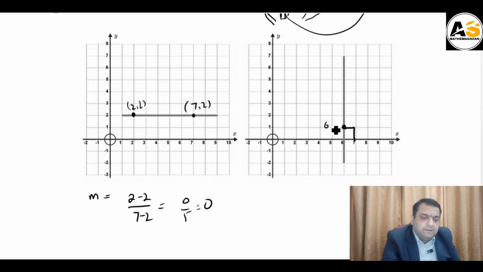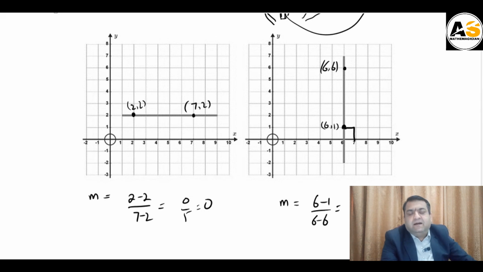Look at this line. This is 6, 1, this point. This point is 6, 6. So let us find its gradient. Gradient is equal to y2 minus y1, 6 minus 1, over x2 minus x1. This is 5 over 0. Some people say this is infinity, which to me is wrong. It is undefined. The gradient of any vertical line is undefined.